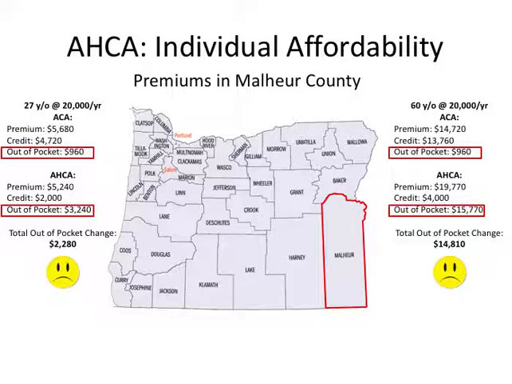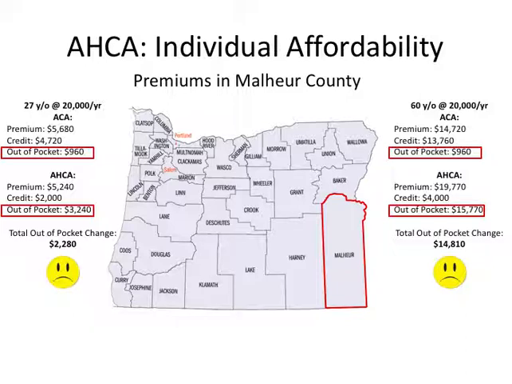A young person in Malheur County under the ACA would have a premium of about $5,600, a credit of about $4,700, and an out-of-pocket cost of about $960. Under the AHCA, the premium would go up to $5,200, the credit would be $2,000, and the out-of-pocket cost would be $3,200, thus increasing the out-of-pocket cost to this resident by $2,200.